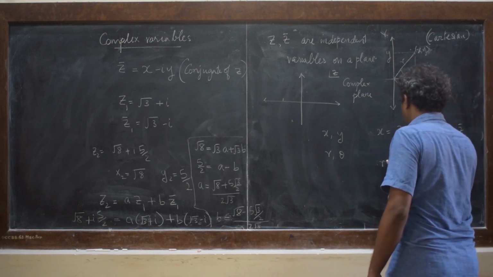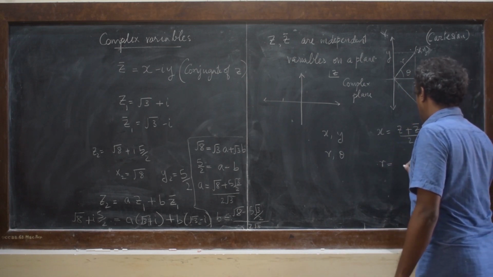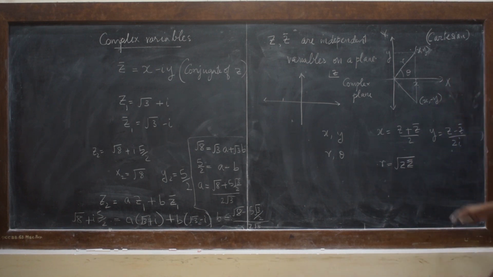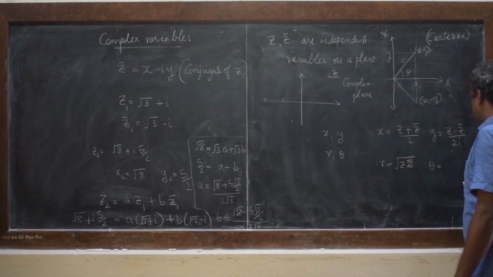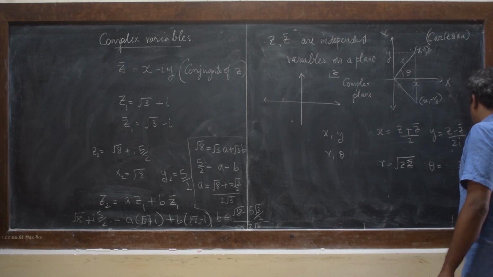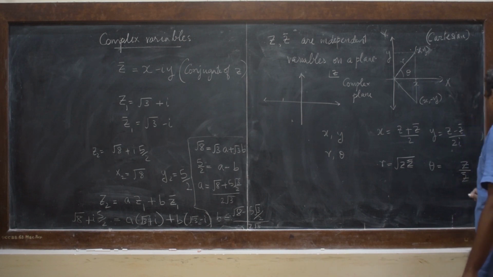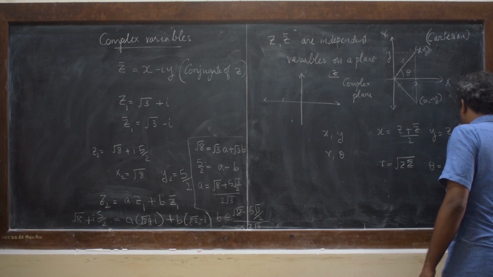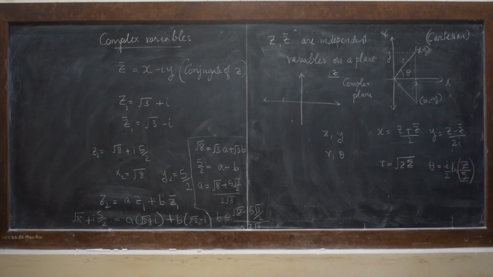Coming to the polar form, the modulus r can now be easily identified with the square root of the product of z with z bar, while theta can be identified with minus i over 2 times the natural logarithm of z over z bar.